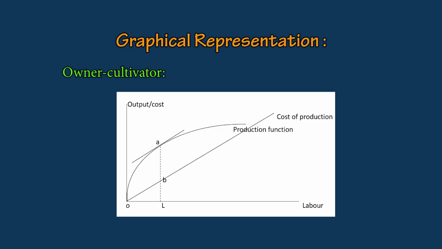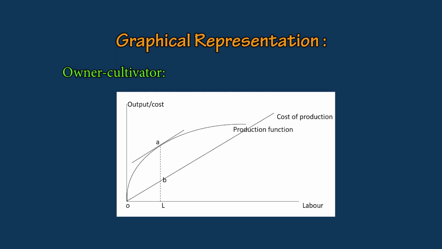To find out the reason underlying such an argument, let us at first start with the case of an owner cultivator. Now, in the diagram, we represent output and cost on the vertical axis, while labor is represented on the horizontal axis. The concave curve represents the production function, while the positively sloped curve represents the total cost of production. Now, in this case, the owner cultivator cultivates the land herself. So, the owner cultivator tries to maximize the level of profit. Where will the profit be maximized?